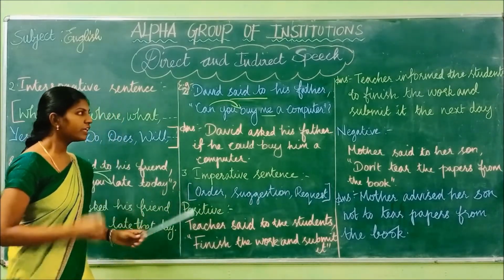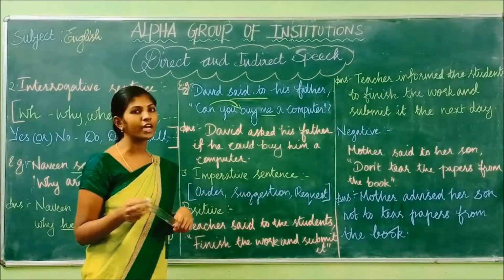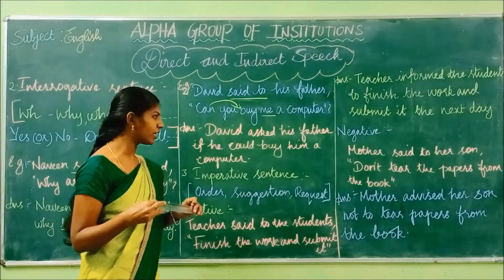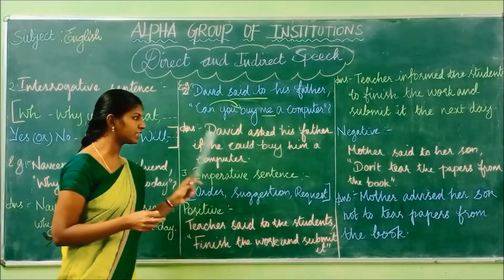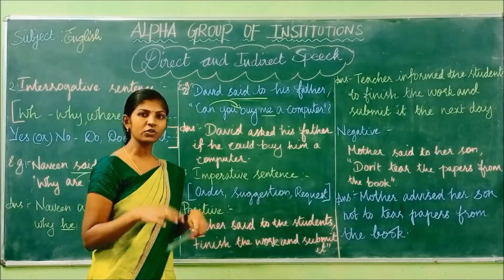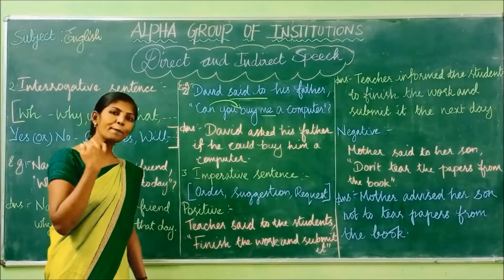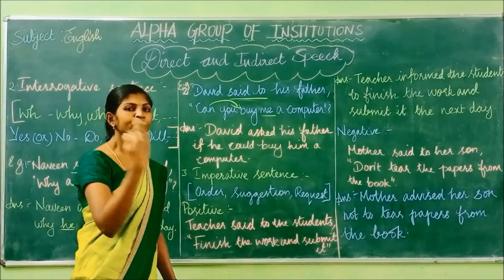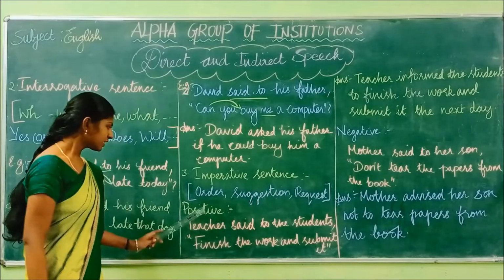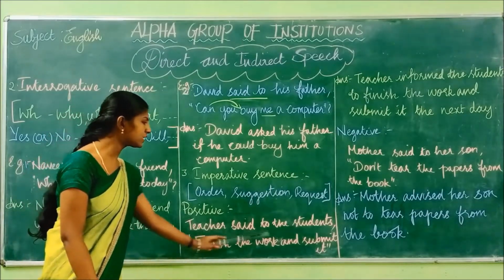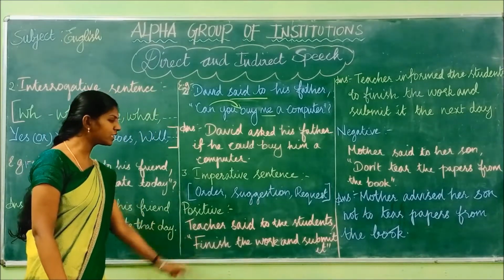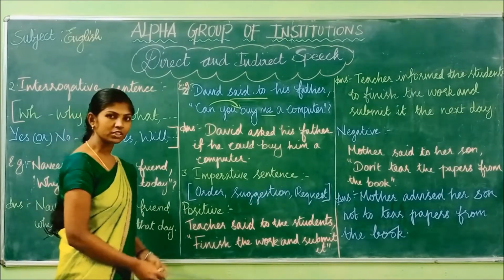Now we will see different types of sentences that we have in imperative sentences. Okay, we have like positive sentence, negative sentence and so on. So we will see first positive sentence. How would we change a positive sentence of imperative into indirect speech? See the example. Teacher said to the students, finish the work and submit it. What's given?